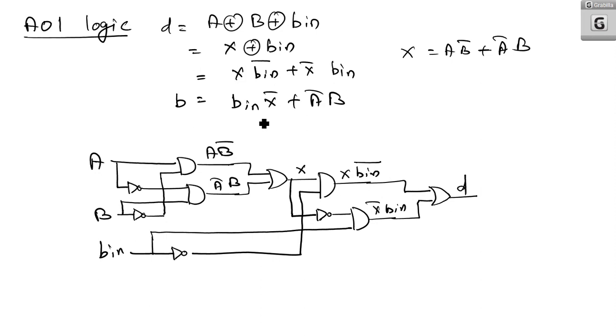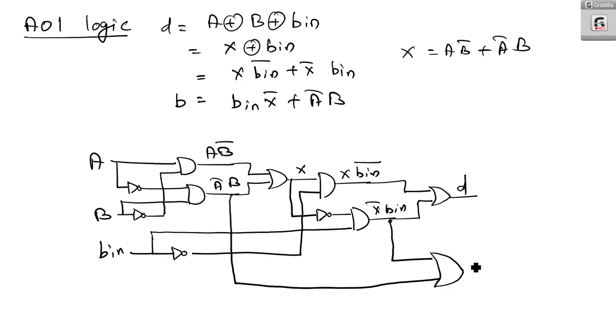Now what is borrow? Borrow is B in X bar. So here you are getting B in X bar, or A bar B. A bar B is here. You OR those two. So that is borrow.